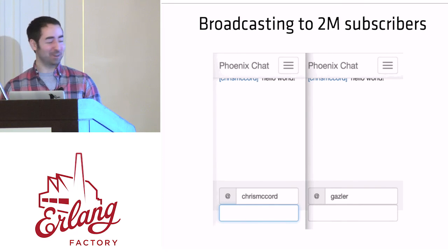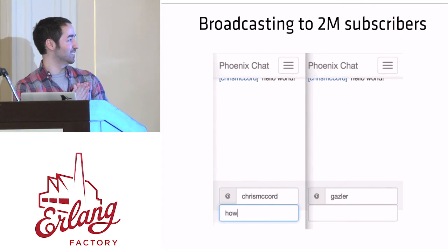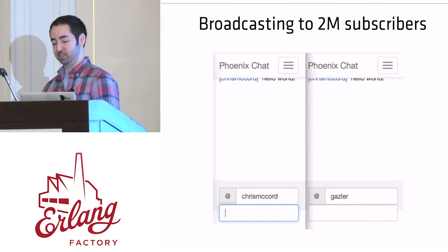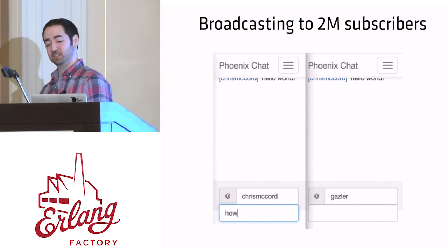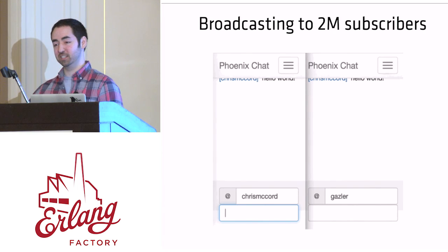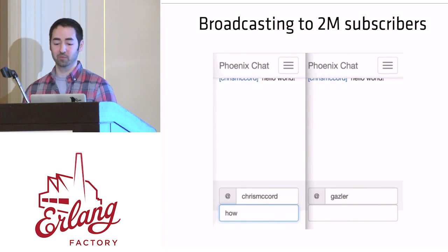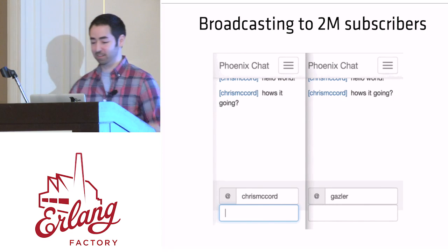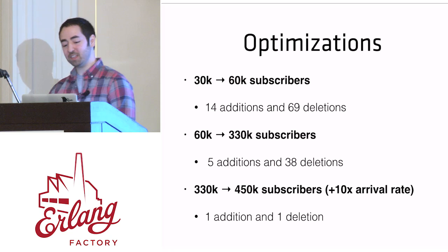To give you an idea of what's happening here, this sends a message to the server, which broadcasts to 2 million subscribers, and that has to send 2 million messages to 2 million PIDs, and then has to serialize that to JSON for each PID, and then push that down the wire. And that happened in like 2 seconds. So I'm still blown away by it.